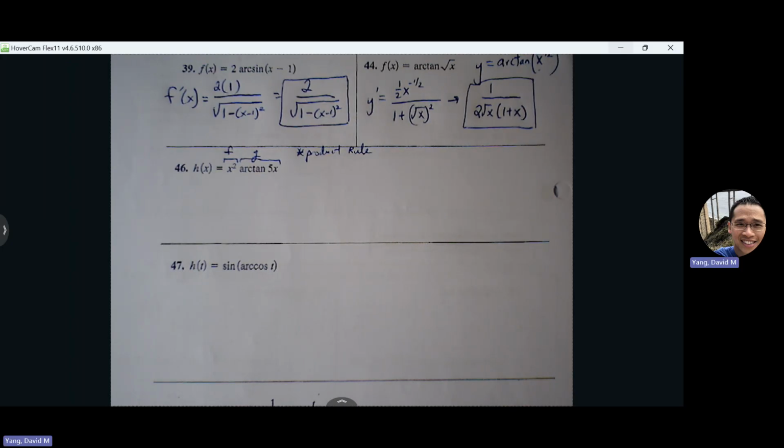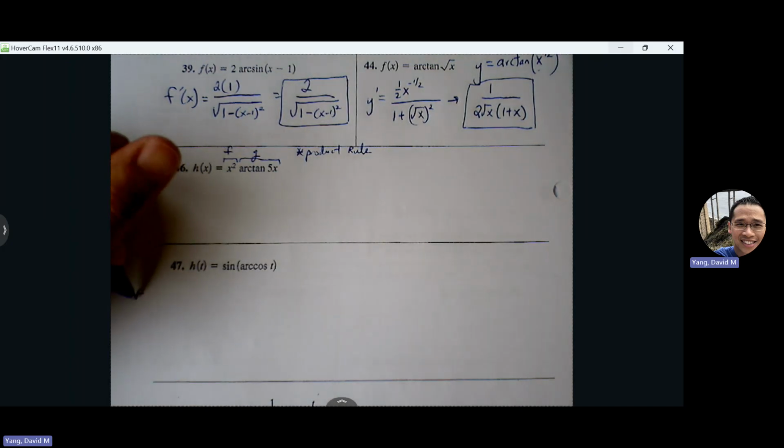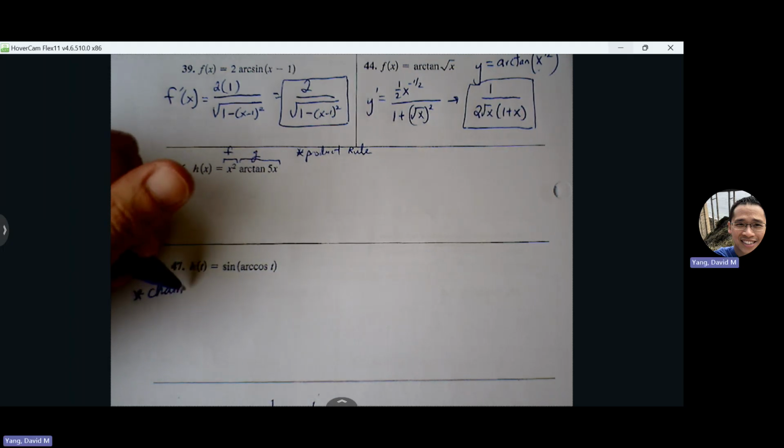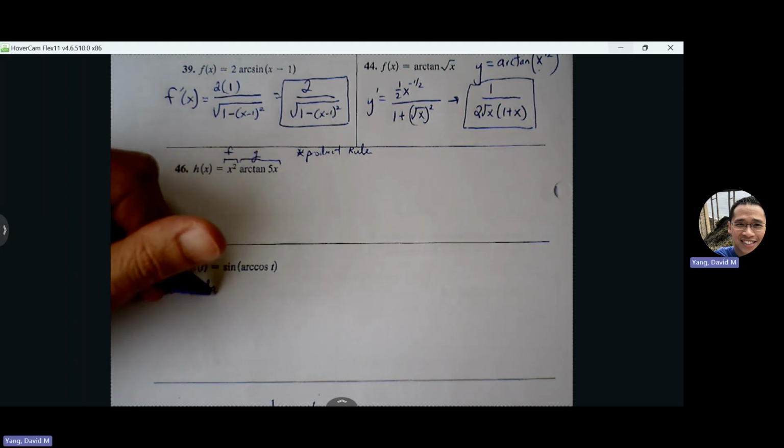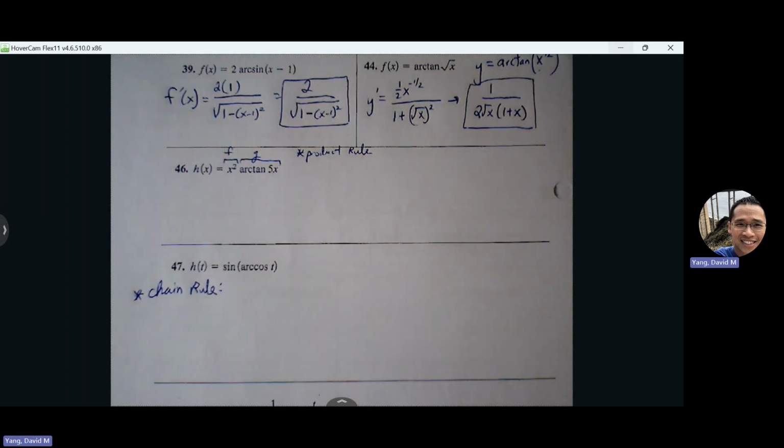All right, 47. H of t equals sine of arc cosine of t. There's a function within a function here, so we're going to go through what? Chain rule, yeah. So let's identify the outside and inside and take turns with each derivative. Does anybody still need to look at 46?